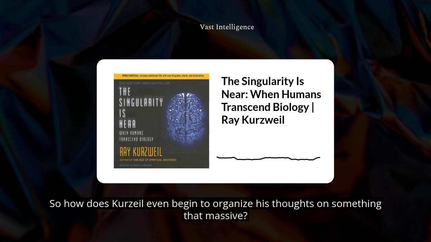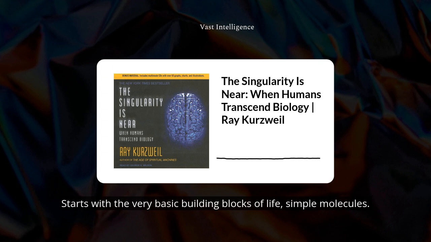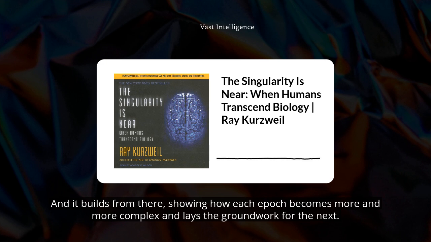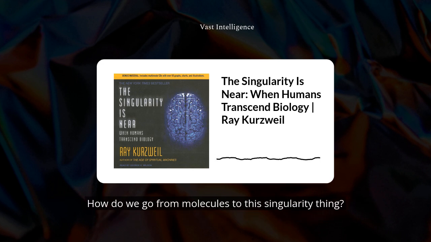So how does Kurzweil even begin to organize his thoughts on something that massive? Well, he breaks it down by outlining 6 distinct epochs of evolution. It starts with the very basic building blocks of life, simple molecules, and builds from there, showing how each epoch becomes more and more complex and lays the groundwork for the next. Walk me through this a bit. How do we go from molecules to this singularity thing?